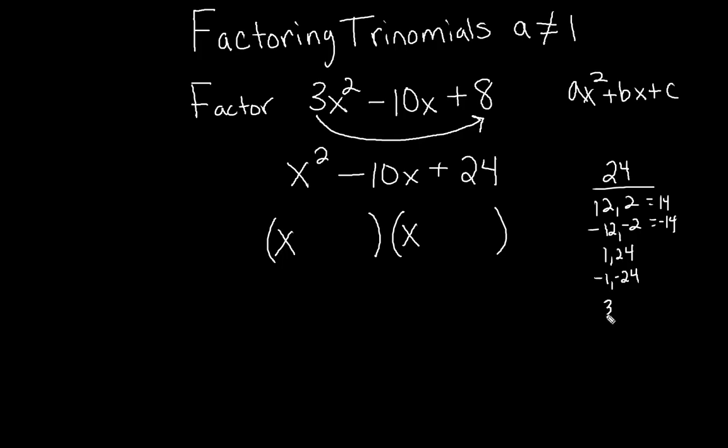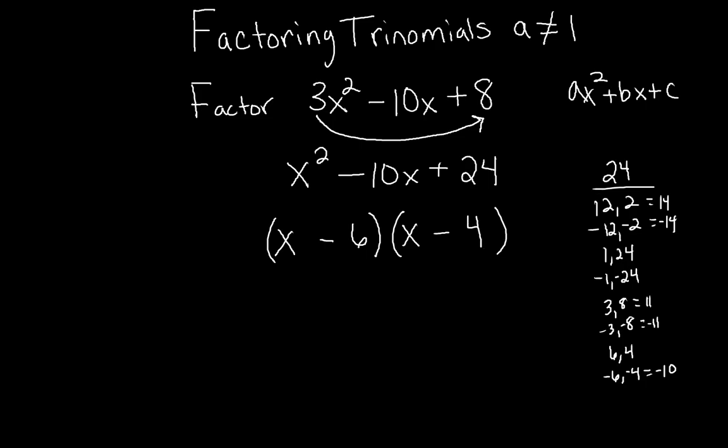We have 3 and 8, or negative 3 and negative 8. Adding these up doesn't help us. This is 11 and negative 11. What else do we have? Oh, we also have 6 and 4, or negative 6 and negative 4. And adding these two up gives us that negative 10. So we know to factor this trinomial, it's going to be x minus 6 and x minus 4.